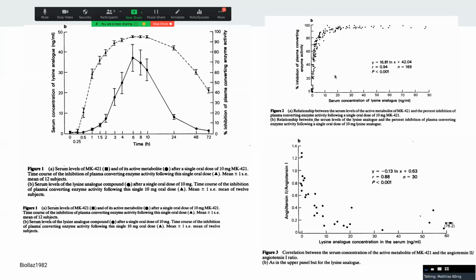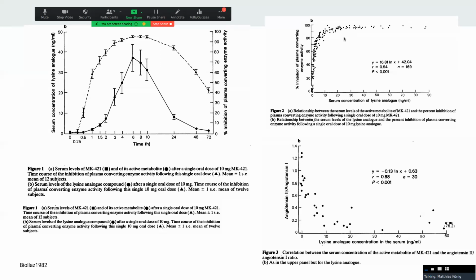So basically, the lisinopril is inhibiting the ACE, and you could say, okay, our pharmacodynamic readout is how much of the ACE is inhibited. And this is pretty straightforward and pretty good to measure and a pretty clear story.